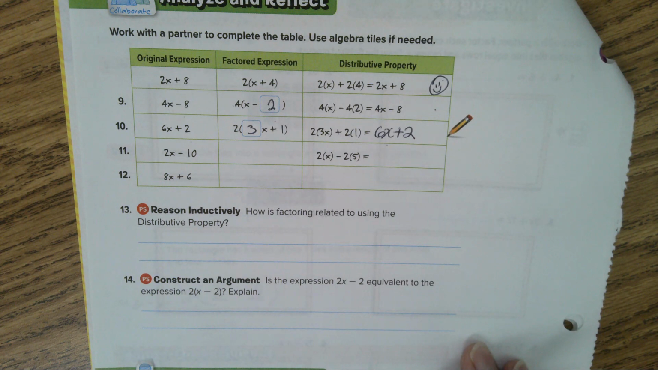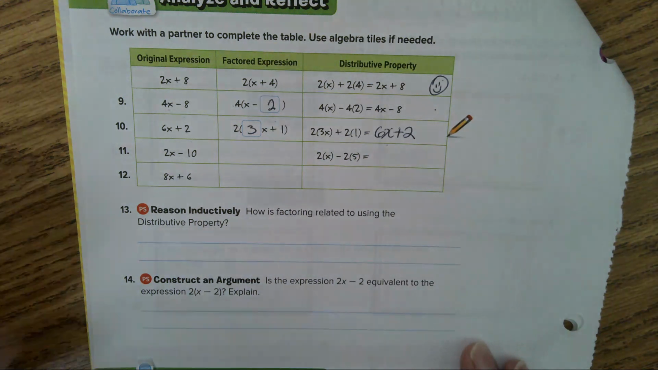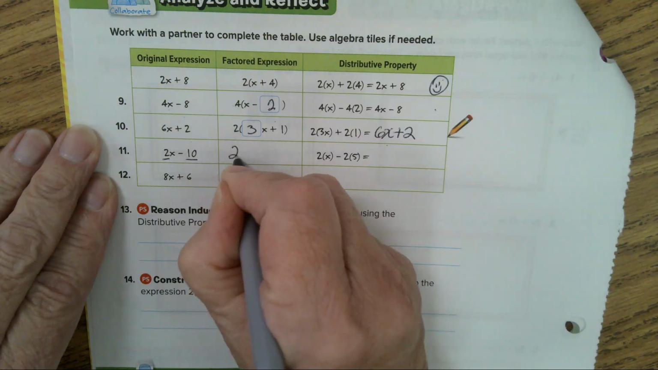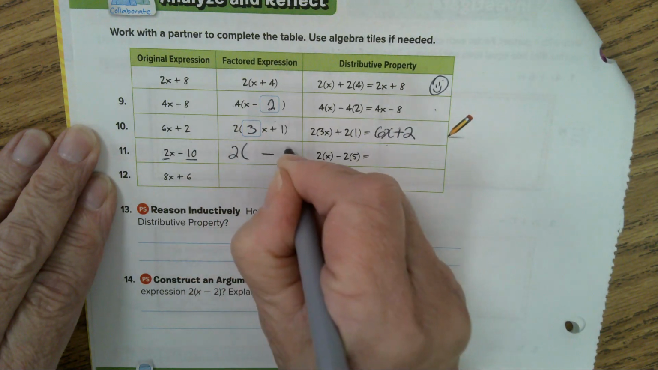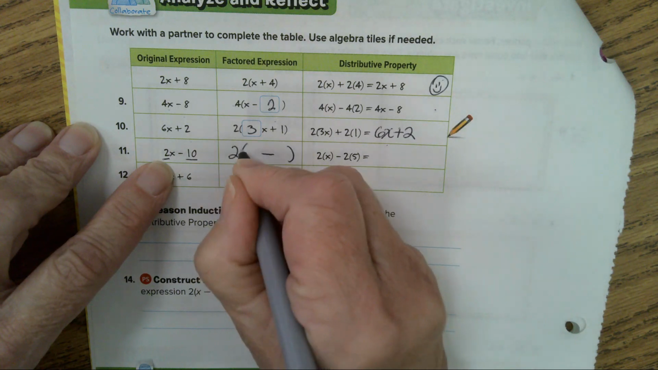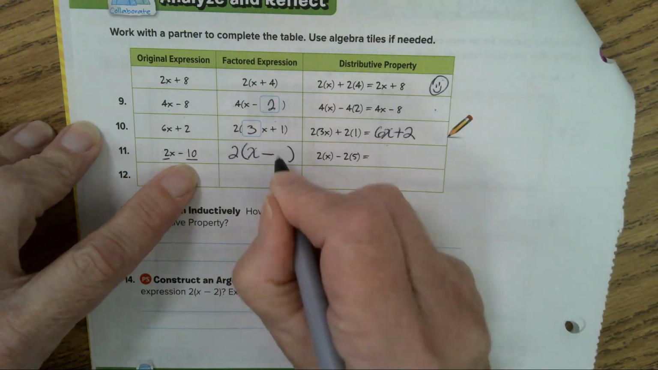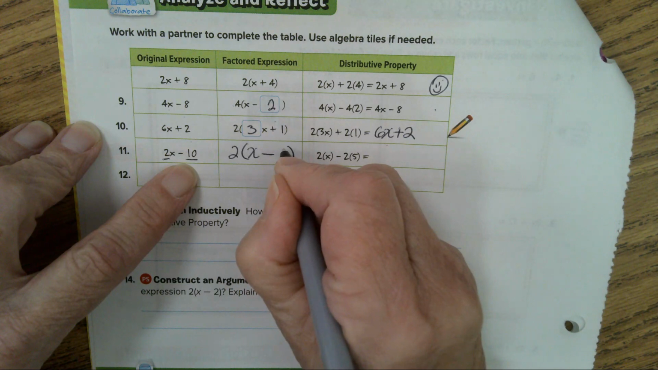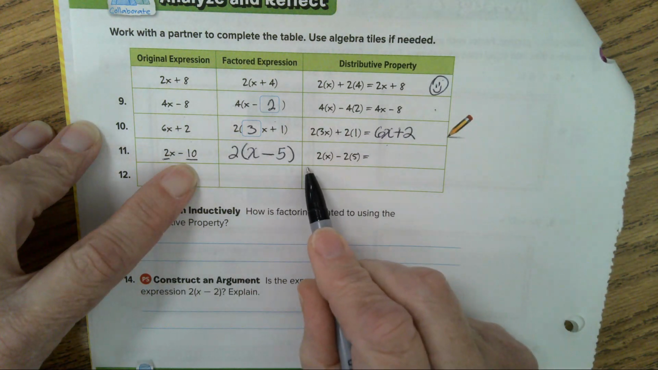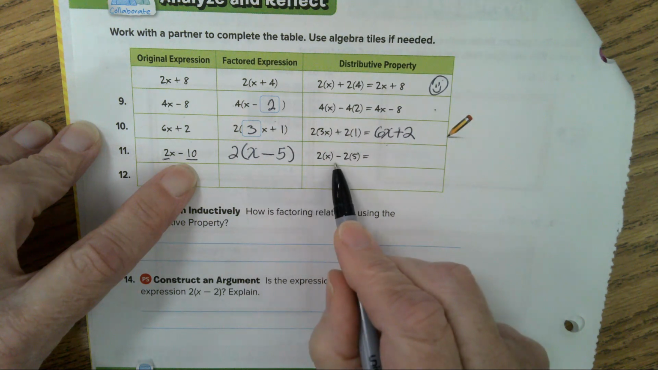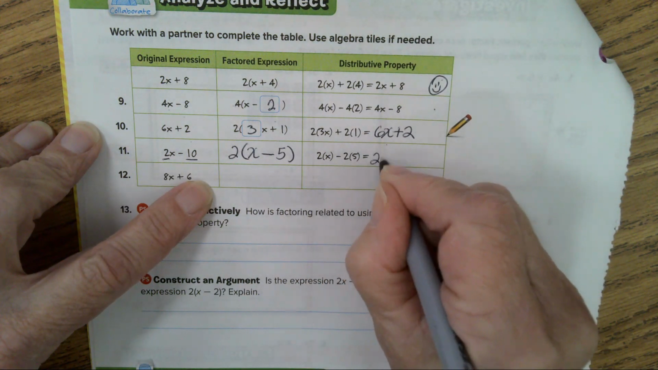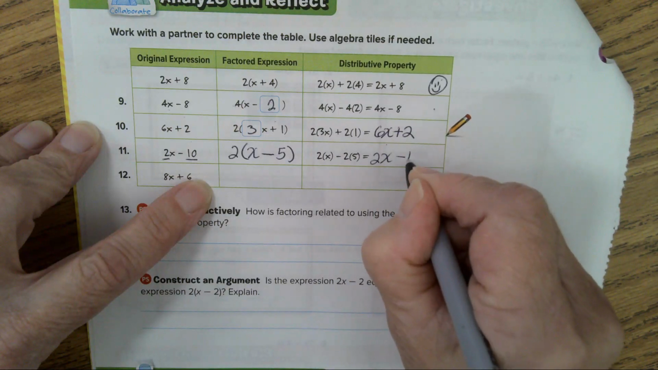All right. In this one, our common factor between a 2 and a 10 is 2. 2 times what is 2x? X. And 2 times what is minus 10? Minus 5. So you end up with 2 times x minus 5, and that equals 2x minus 10.